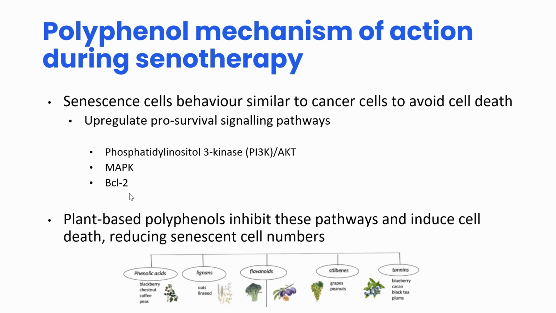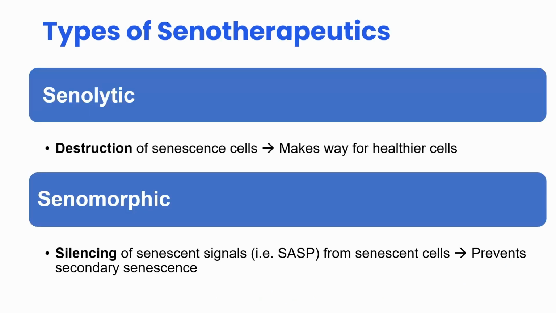pathway. And what's interesting is that plant-based polyphenols, these antioxidants, and I've listed a few here, have been shown to inhibit these pro-survival pathways. And it allows the senescent cells to die. And in a similar way, it can allow cancer cells to die.